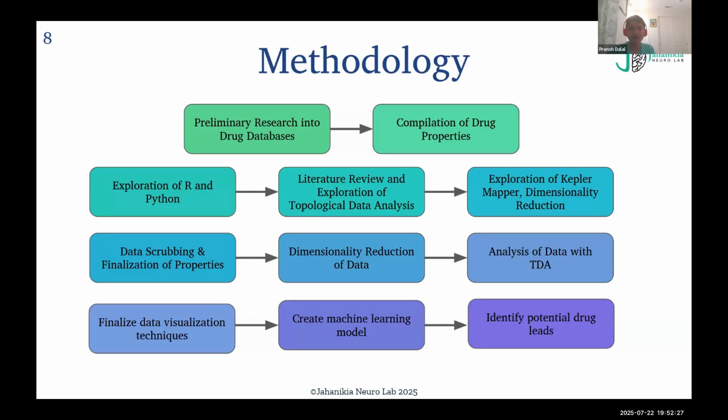We used both R and Python for data processing, analysis, and visualization. And we used Python libraries such as Pandas, scikit-learn, UMAP-learn, and Kepler-Mapper. We cleaned the dataset, standardized features, and then also applied dimensionality reduction techniques to prepare the data for analysis. And then we analyzed the reduced data using persistent homology and clustering models to look at different topological features and statistical structures. For visualizing the data sets, we used barcodes, persistence diagrams, and 2D and 3D projections to help highlight similarities between different drug profiles.